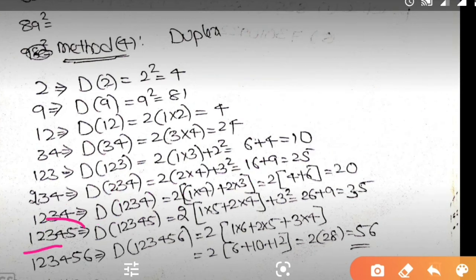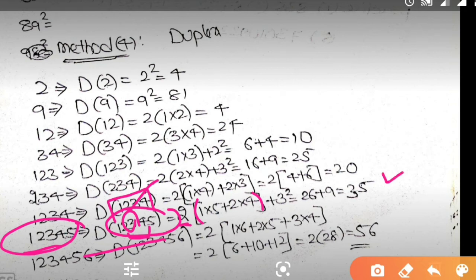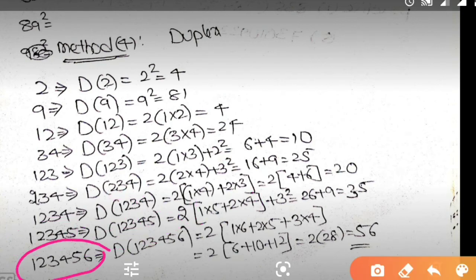To find out the duplex of 5 digit numbers, we have 1 2 3 4 5. 1 pair is 5, 2 pair is 4 and 3 is the odd one. So what you have to do, you have to multiply them with their pairs and again multiply them with 2 and you have to square this odd one. So 2 into 1 pair is 5, 1 into 5 plus 2 pair is 4, 2 into 4, into 2 plus 3 square. 1 5 is 5 plus 2 4 is 8, 13, 2 is 26 plus 9, it is 35 we will get.